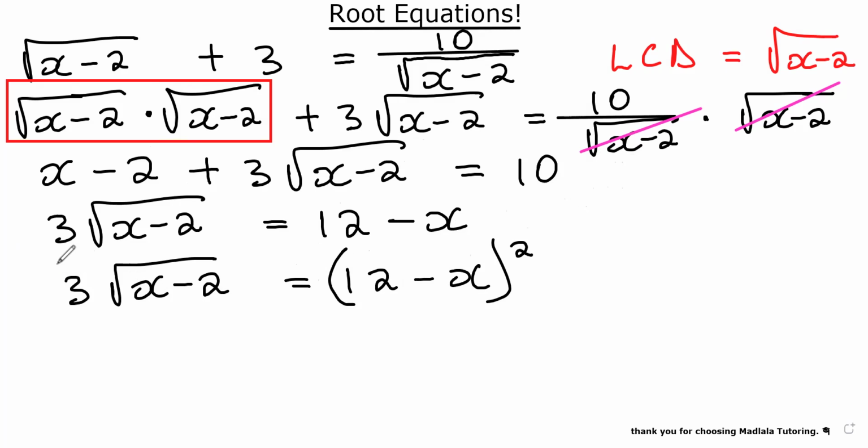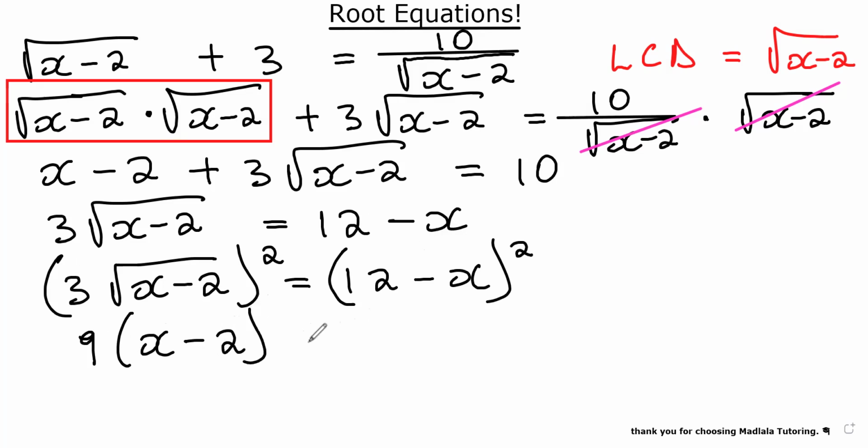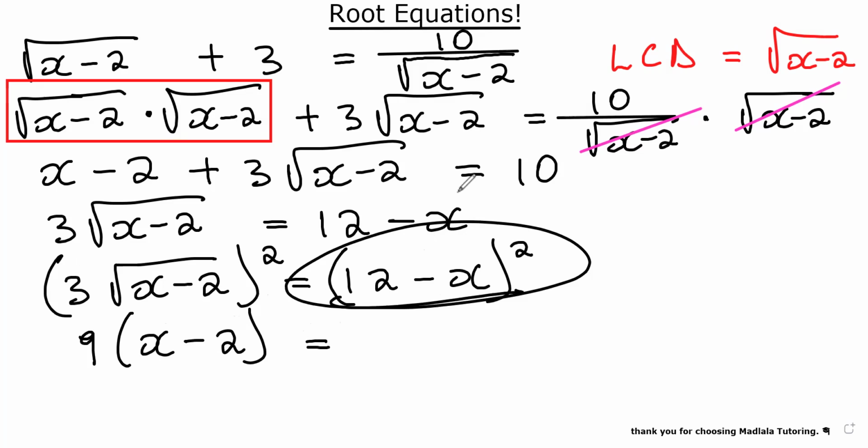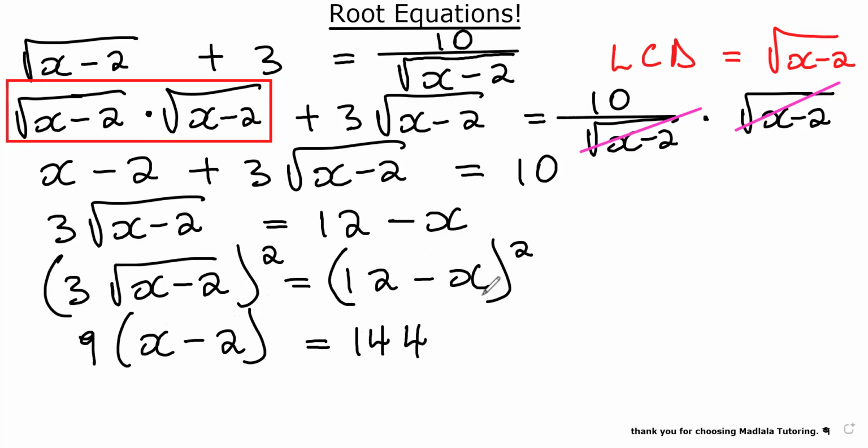So now we square on both sides. And I want you to realize that the square belongs to 3 as much as it belongs to the square root of x minus 2. In other words, we'll say 3 squared, we get a 9. And the square root of x minus 2 squared, well, it's x minus 2. Then here we use the FOIL method. And after successfully using the FOIL method, we get 144 minus 24x. And here we get a positive x squared.